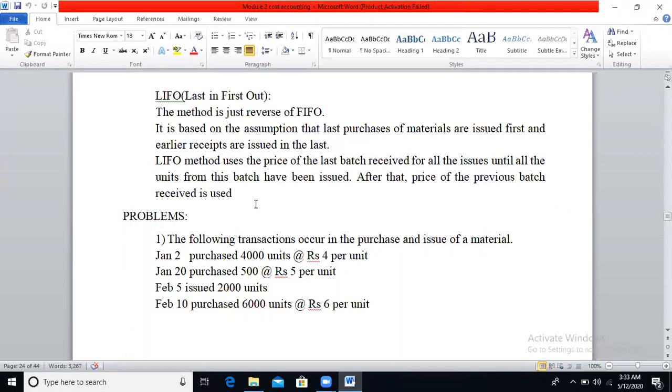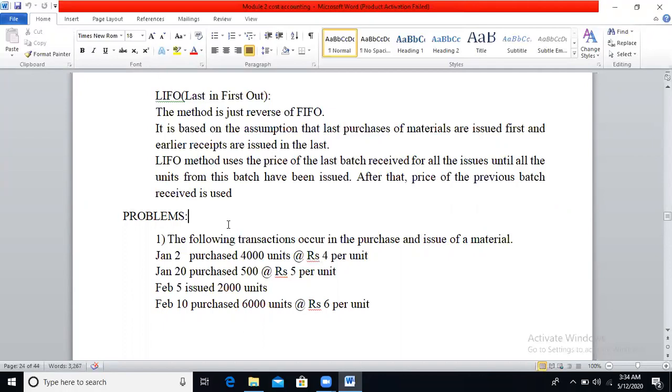So under the LIFO method, you will consider the latest purchase of units, or the latest purchase price, for the issue of materials until all the units under this purchase are completed. If you want further units to be issued, then you will consider the earlier purchased units for the issue price. So let's see the problem.